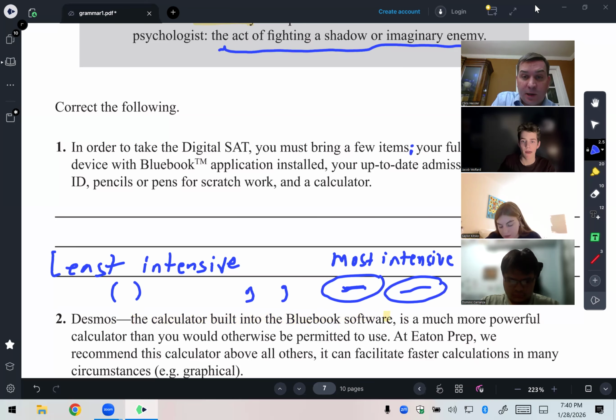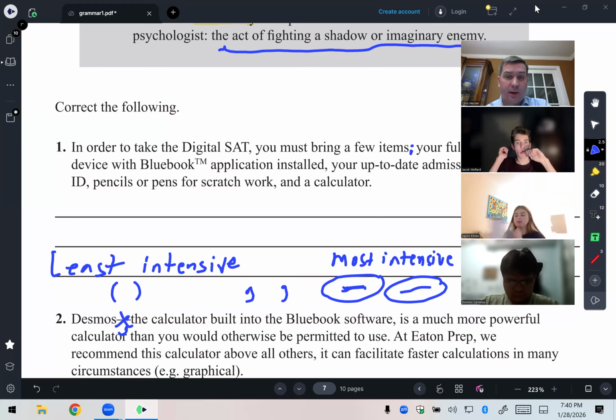We open it with our em dash, close it with the em dash. That's no longer a comma. That's legal. Or I see a comma over here. Why don't we just make this a comma? That would be fine. Desmos, the calculator built into the Blue Book software, is a much more powerful calculator than you would otherwise be permitted to use.